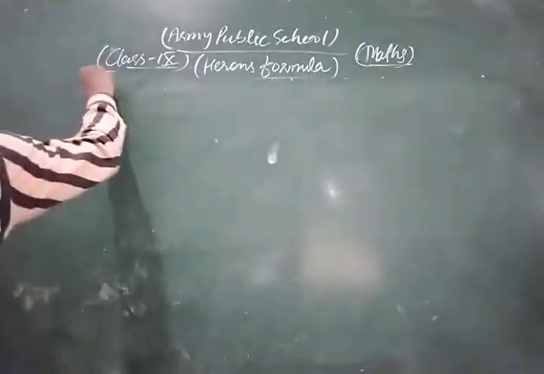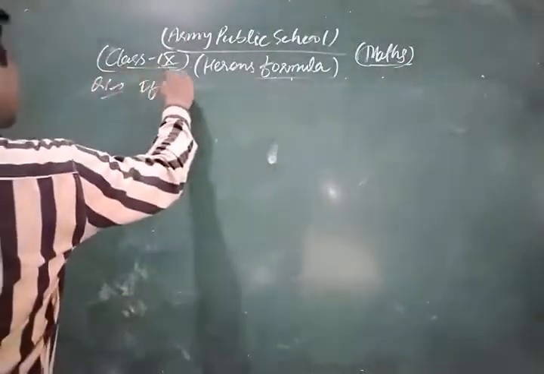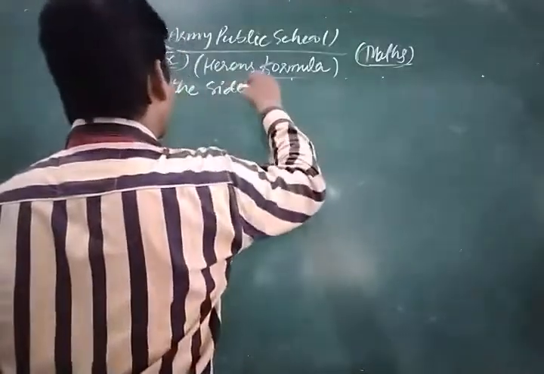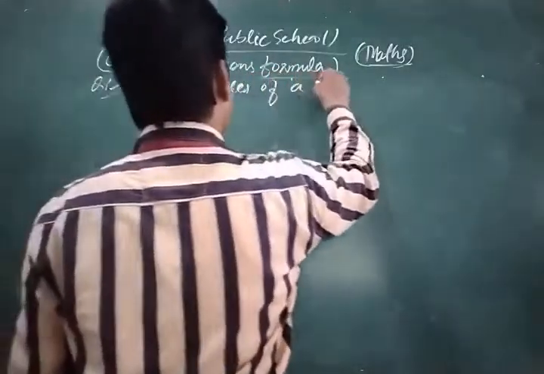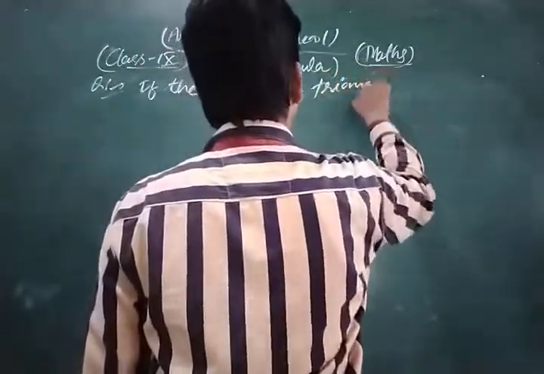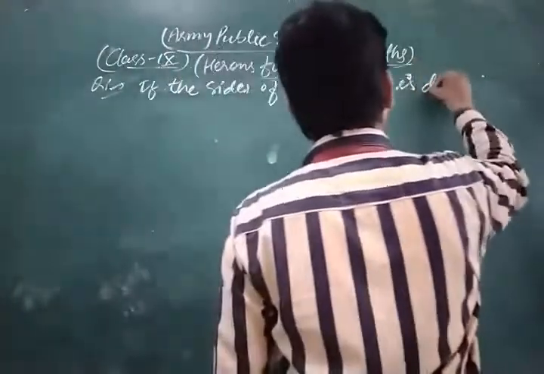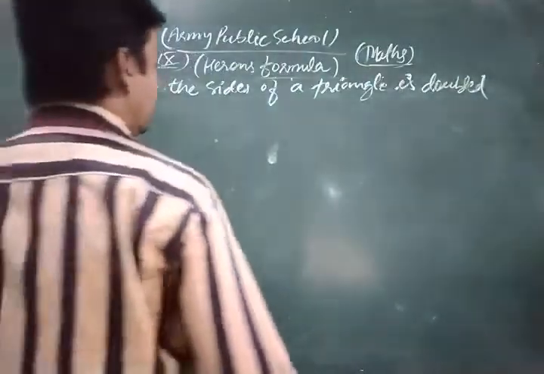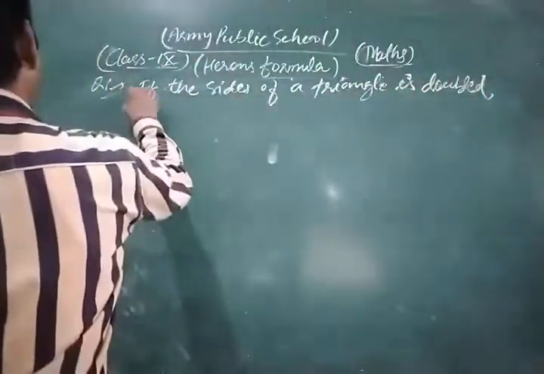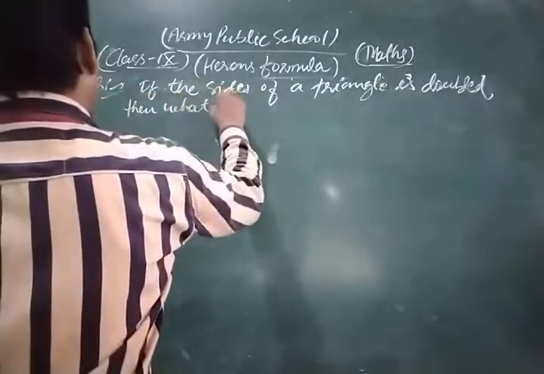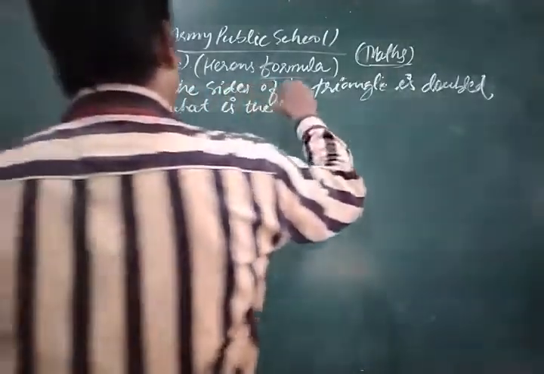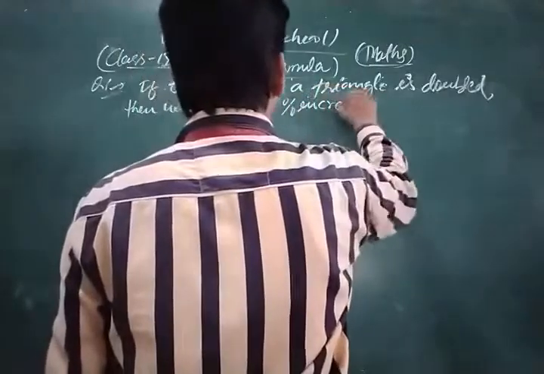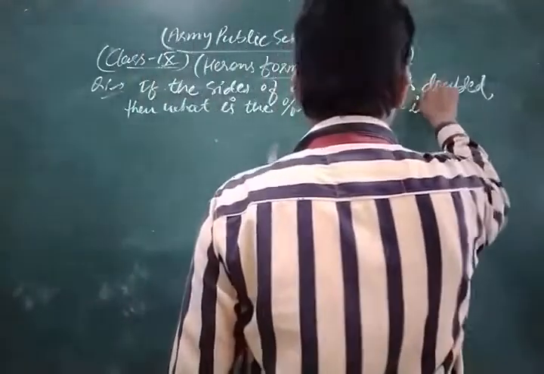Now we take a very important question. If the sides of a triangle are doubled, then what is the percentage increase in its area?